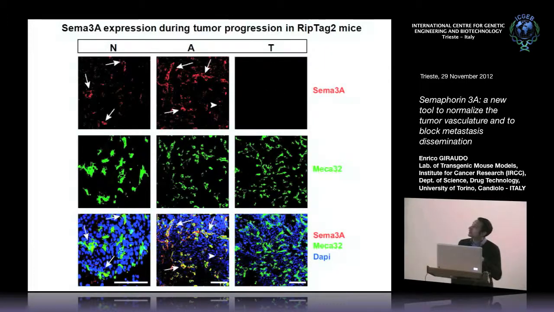So this is an example of RIP-Tag mice. These are insulin islets and these are tumors. You can see semaphorin, because Sema3A is a marker for vessels. Semaphorin was expressed significantly in the normal islet and in a premalignant lesion, but then completely switched off in tumor. And the main source of this semaphorin is vessels, but also inflammatory cells in some compartments.